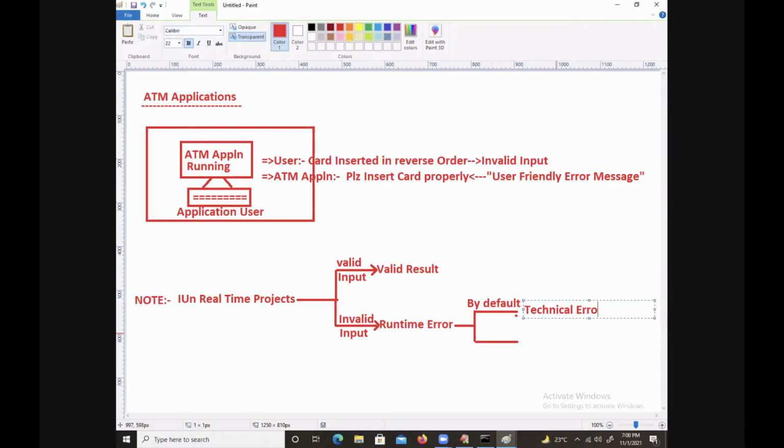I am going to show you that. Technical error messages. Who will understand technical error messages? They are understandable by programmers. Who will not understand? End users cannot understand. Only programmers will understand these technical error messages. Please quickly understand.